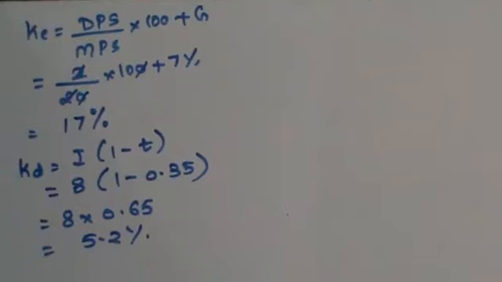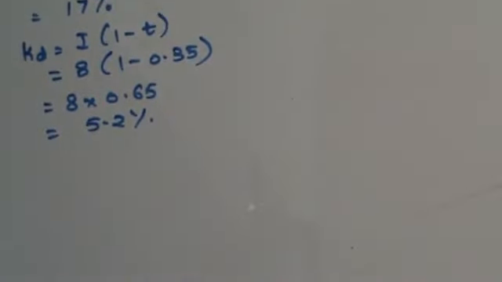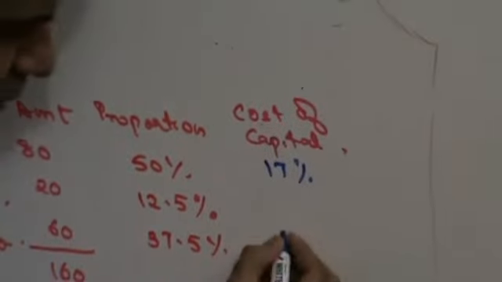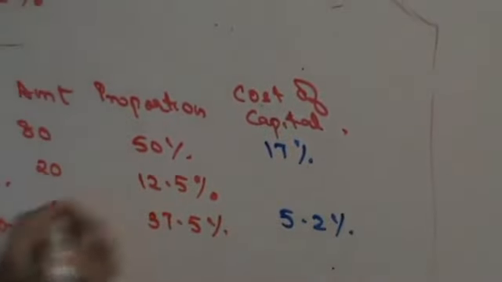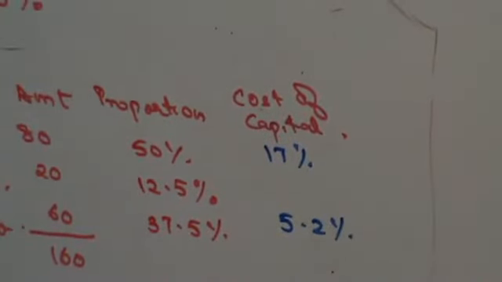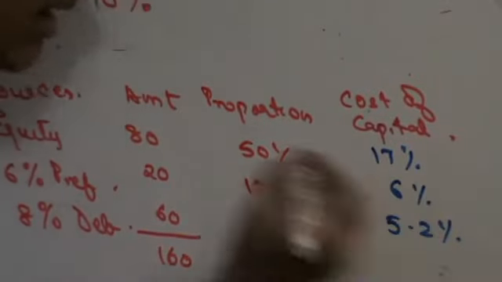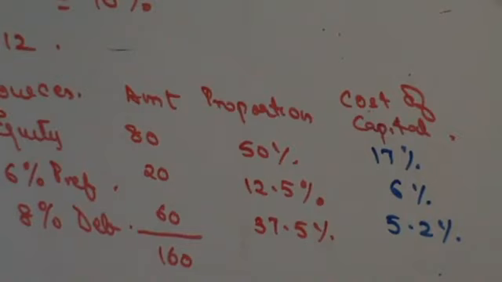Right? Now that you have both the values, let's come back to our table. Cost of equity we found out is 17%. Cost of debt we found out is 5.2%. And for preference shares, I told you that you write this figure as it is. So this 6 will be written here as it is. Right?